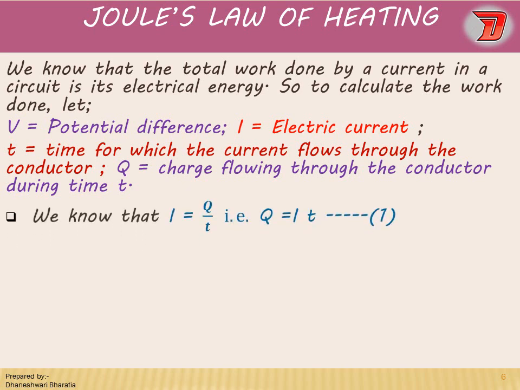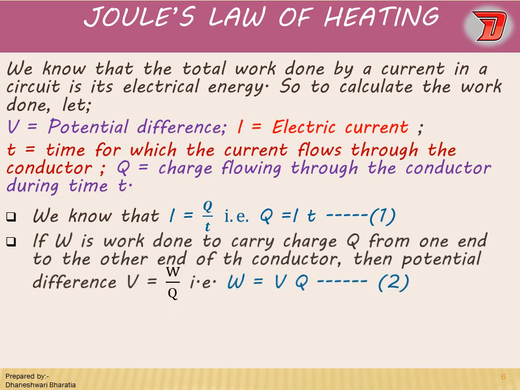We know the definition of electric current, right? So I is equal to Q by T, that is, Q is equal to I into T. We know the definition of work done and potential difference also. According to that, V is equal to W by Q. Here we will get W.